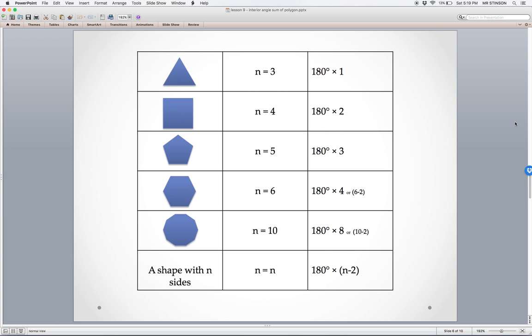So this may help you to understand that a shape with n number of sides, n would equal the number of sides. And if you look at the pattern carefully, the formula to find the interior angle sum of any shape with n amount of sides would simply be 180 degrees times n minus 2. Have a quick look at the formula, or the bottom row, and see if you can see the pattern occurring in all the shapes above it.